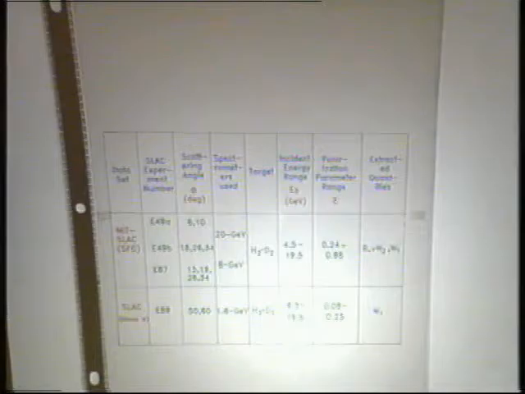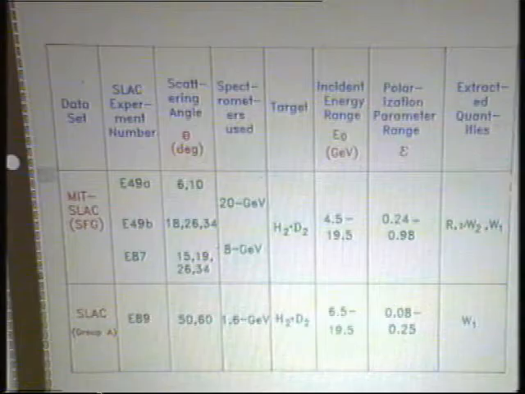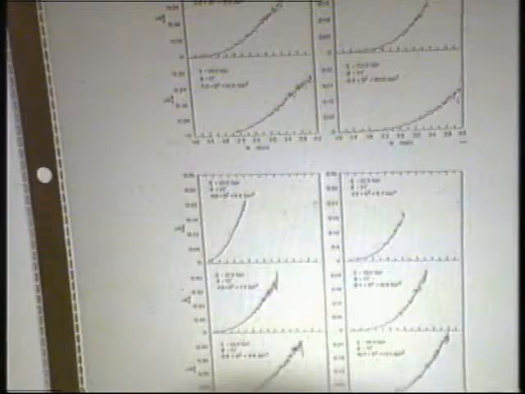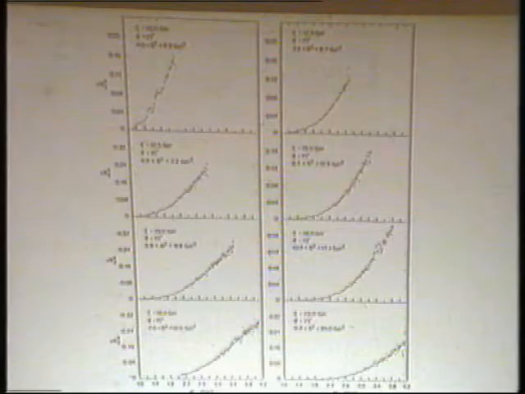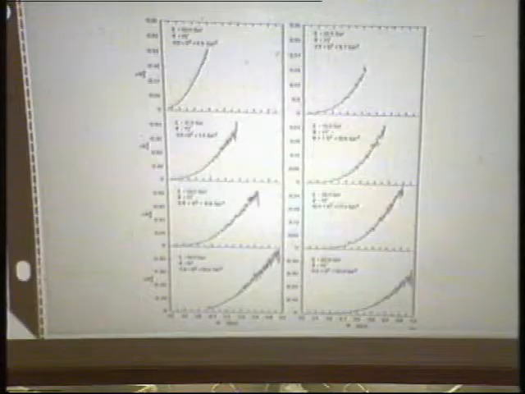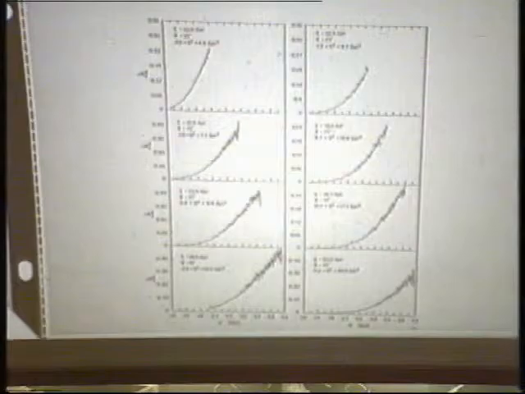This is just a summary of the large number of runs we had. This is the high Q squared running where we compared hydrogen and deuterium from 6 degrees to 60 degrees over an enormous range of Q squared. We extracted R, nu W2, W1, and W2. And I've got a large number of spectra. Let me just show you some samples to give you an idea of what came out of these runs. For example, you probably can't read this, but this is 15 degrees and 19 degrees for the proton, and this is the same data for the deuteron. And we had an enormous number of spectra like that, and we had to take that many spectra for two reasons. One is to make a consistent radiative correction to all the data, and the other was to get as much data as possible to try to understand what was going on.